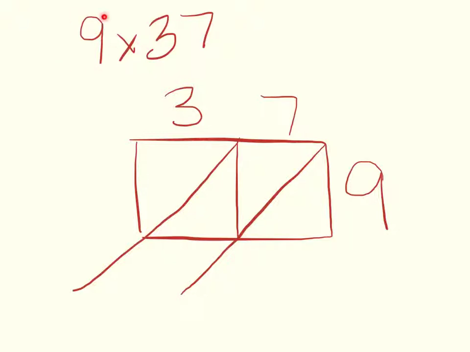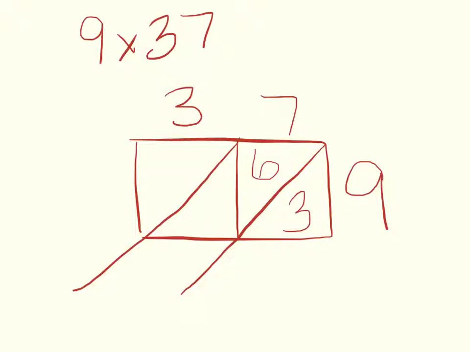We can see that our 9 lives over here, and our 37 lives right here in our tens place and our ones place. So now in these two triangles, we're going to say 9 times 7. What is 9 times 7? Jordan? 63. So we're going to place our 6 and our 3 to make 63. Our 6 is in the top triangle representing 60. Our 3 is in the bottom triangle representing 3, because it's in the ones place.